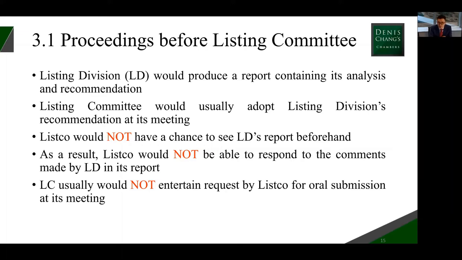And in our experience, the listing committee would usually adopt the listing division's recommendation at its meeting. Now, what is notable in respect of the decision-making process at the listing committee level is that the listed issuer has very little involvement or direct communication with the listing committee. In the cases that we have seen, the listco would not have a chance to see the listing division's report before the meeting at the listing committee. As a result, it will not have any opportunity to comment on what has been said in the listing division's recommendation. And furthermore, the listing committee would usually not entertain any requests by the listco for oral submission at this meeting.